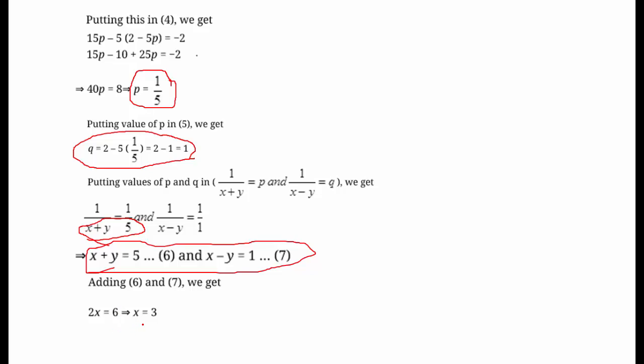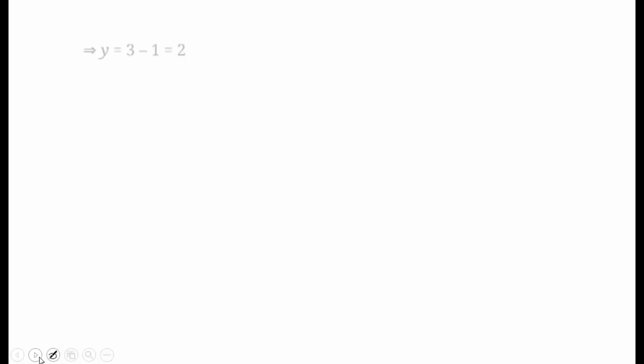Now substitute the value of x in equation number 6 or 7. Putting the value in equation number 7, we get 3 minus y equals 1 and y will become 2. Now x is 3 and y is 2.